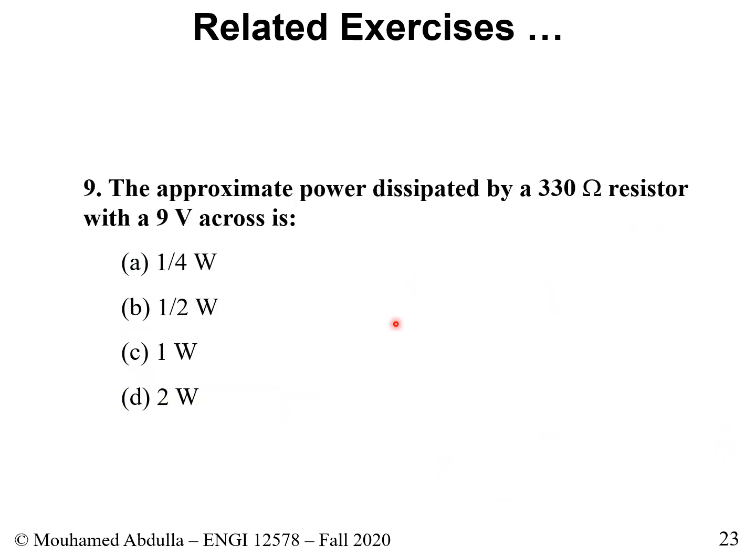Okay, finally, this is the last question that we will solve in this lecture, question 9. The approximate power dissipated by a 330 ohm resistor with 9 volts across it. So we have some resistor. It is 330 ohms. The voltage across it is 9 volts. We want to know what is the approximate power. How much power does this resistor dissipate?